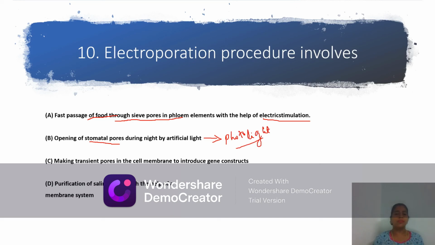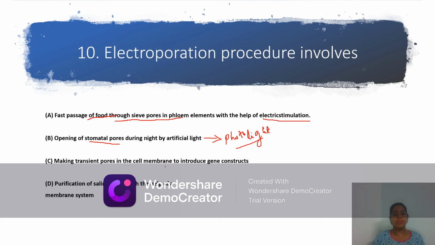Particular bulbs are there, so they will be using that particular temperature bulb. So under that, the plants are able to open their stomatal pores under laboratory conditions. However, they are studying the photosynthesis process using this particular method.